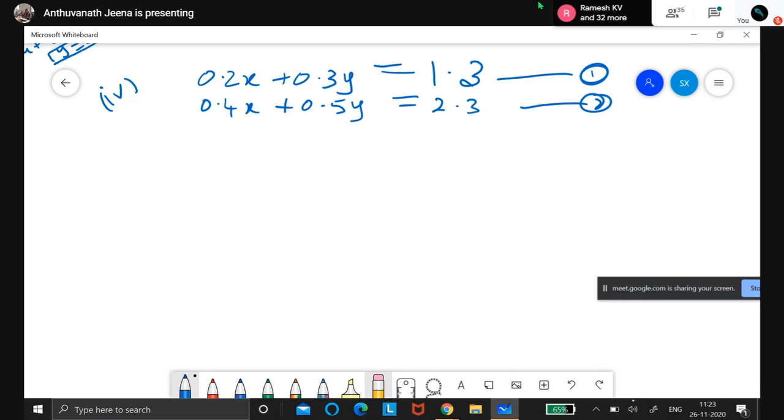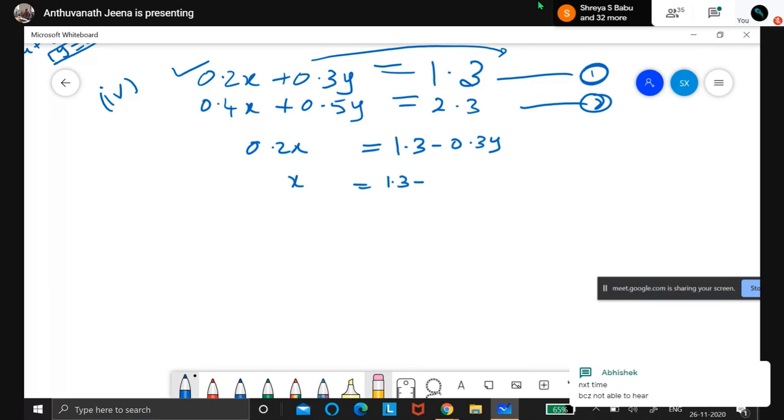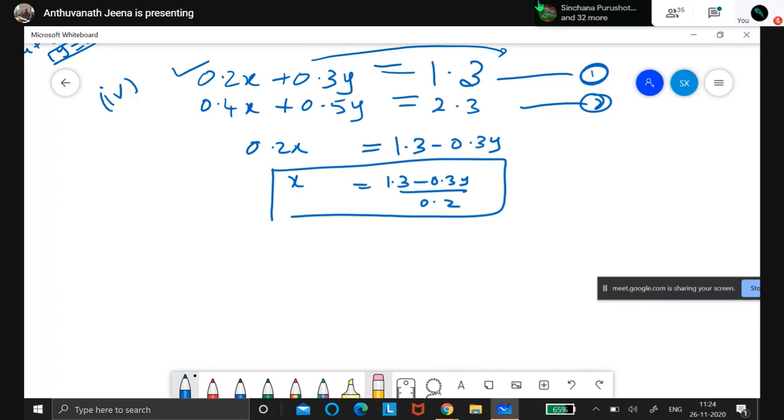Now you see, the first equation I will change. 0.2x is equal to, this I will bring to this side, 1.3 minus 0.3y. So what is x? x is equal to 1.3 minus 0.3y divided by 0.2. Keep it like this only. This will come as the third equation. After the third equation, substitute.